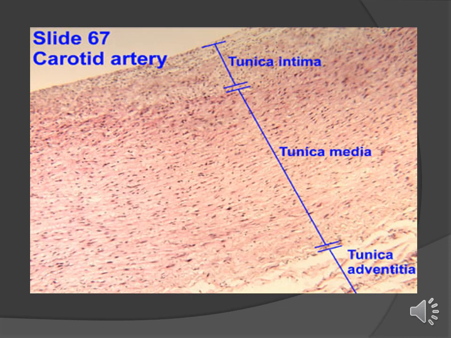In this specimen, we can see nuclei of smooth muscle cells. The tunica adventitia contains loosely arranged connective tissue fibers. They are collagen fibers and elastic fibers, which are produced by fibroblasts.